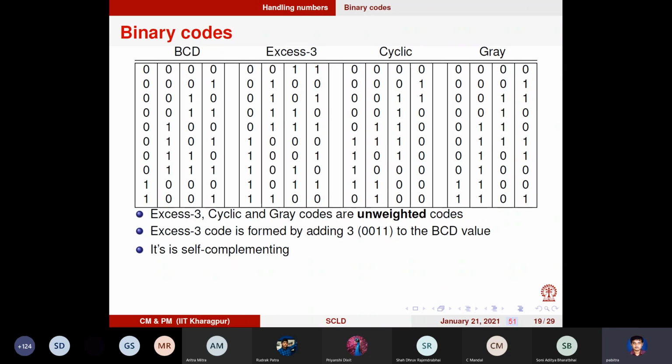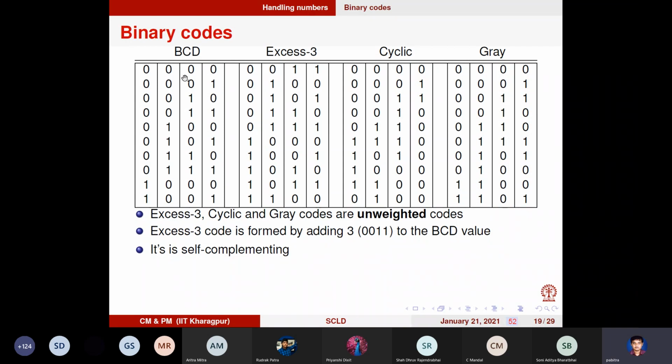So the codes may be unweighted also. That means you need not have a fixed weight associated with all these 4 bits. They may not be a fixed set of weights. You can have a different set of weights. One example of unweighted codes is something known as an XS3 code.